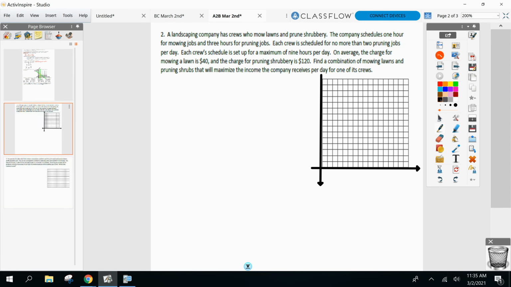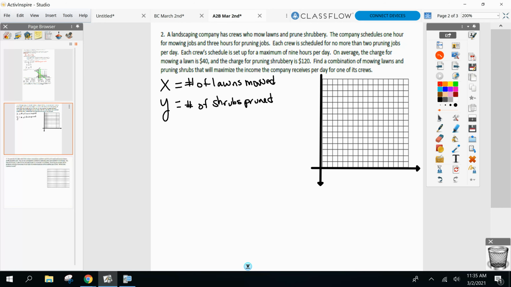All right, variables, here you go. X, Y. What am I looking for here? What should be X and Y? Would X be mowing lawns and Y be pruning? There you go. Ellen Clash is saying, hey, let's have X equal number of lawns mowed, and Y be the number of shrubs pruned. All right, so we got our variables.